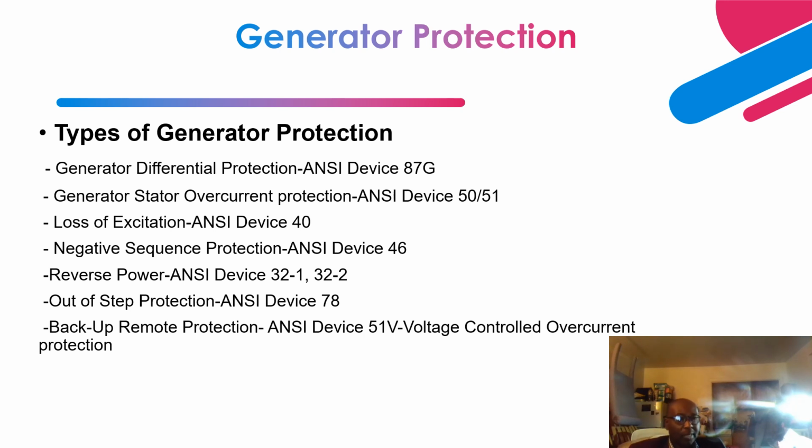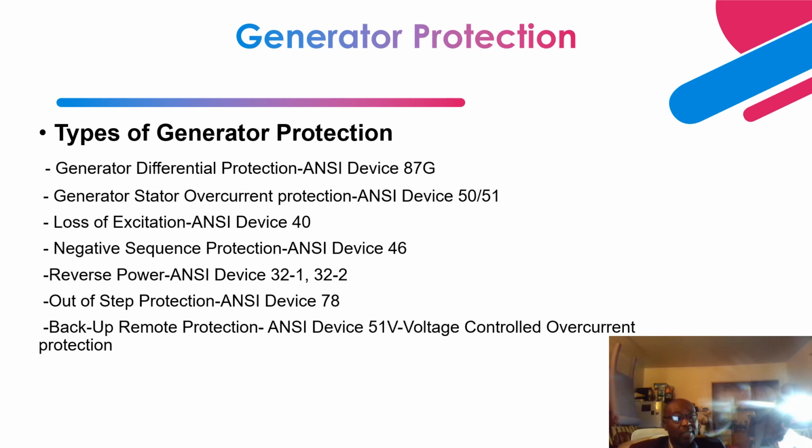Next, we'll talk about the different types of generator protection for actual faults. We did talk in the previous slide about abnormal conditions that can occur when the generator is in operation, but now we're talking about faults. First is differential protection. This is the primary protection for generators, for 5 megawatts and above. It is very sensitive and selective, able to distinguish between an in-zone fault and an external fault.